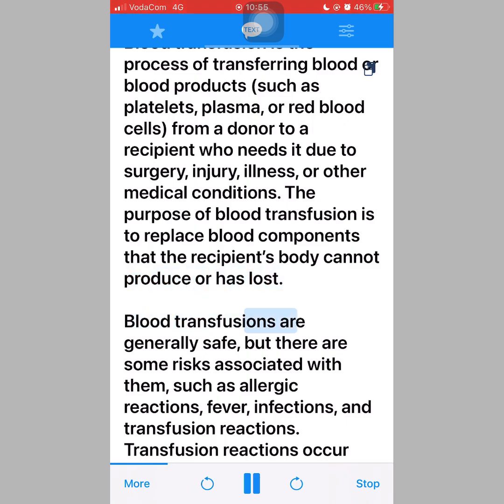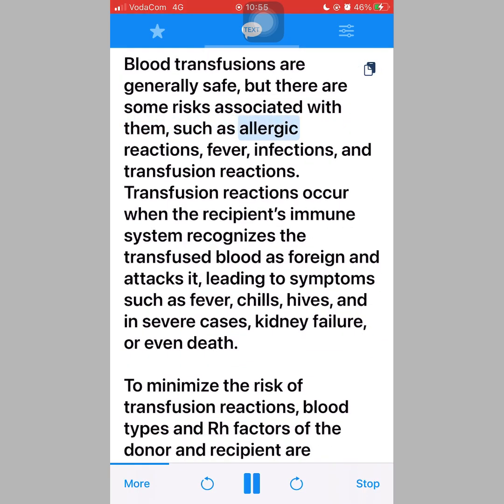Blood transfusions are generally safe, but there are some risks associated with them, such as allergic reactions, fever, infections, and transfusion reactions. Transfusion reactions occur when the recipient's immune system recognizes the transfused blood as foreign and attacks it, leading to symptoms such as fever, chills, hives, and in severe cases, kidney failure, or even death.